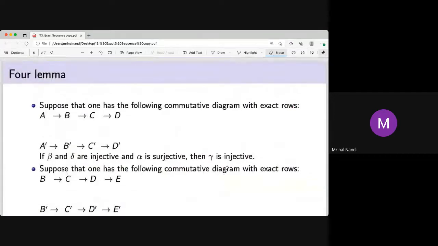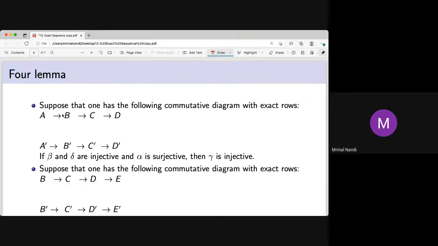Now, one important thing is the four lemma and the five lemma. So what is the four lemma? Say this is the exact sequence, exact rows. That means there are B, C, D, R-modules with that sequence, and this sequence is exact.